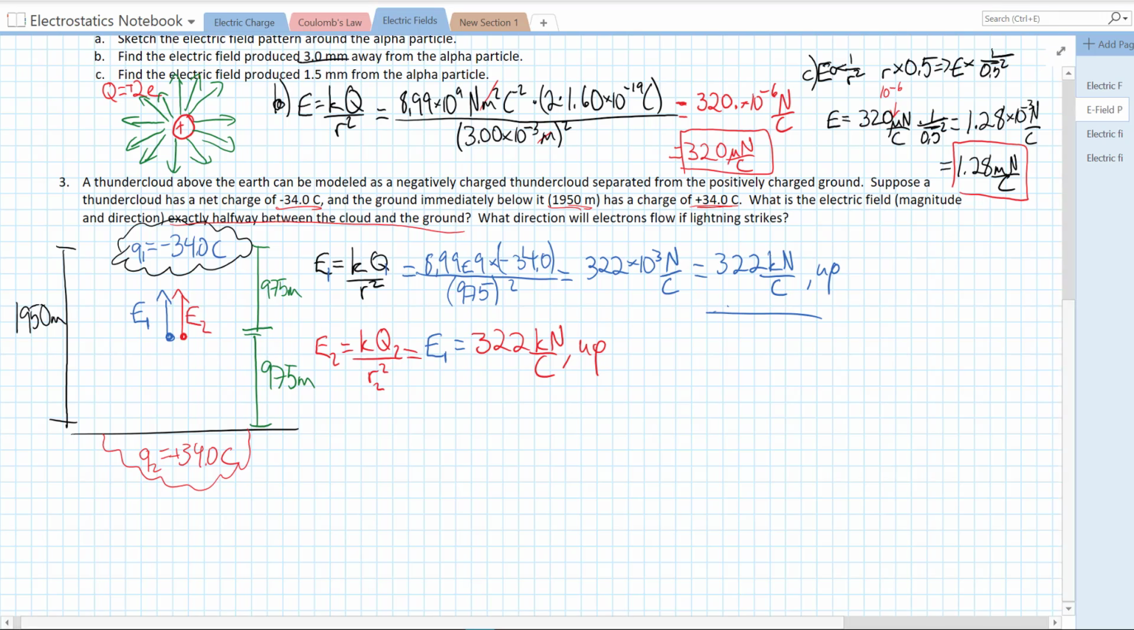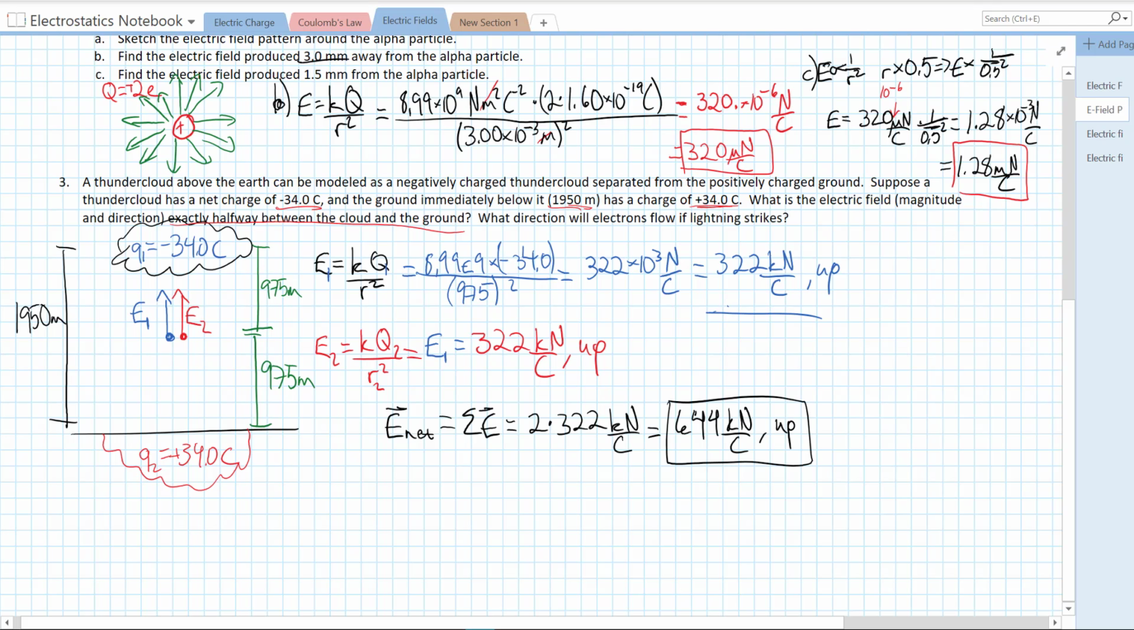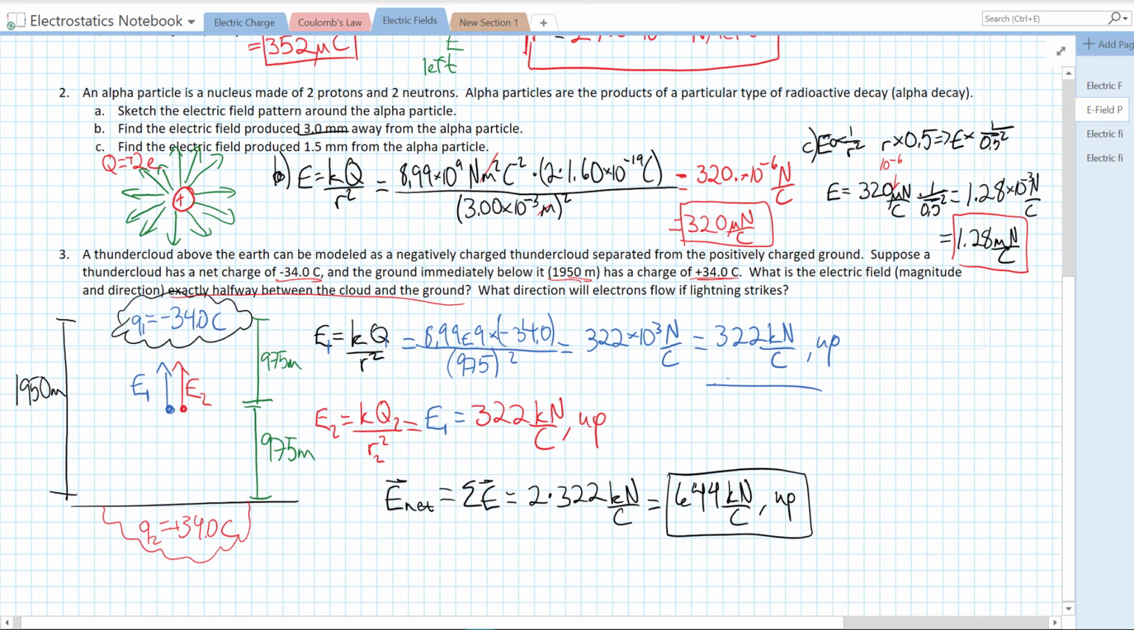So our net electric field is just the vector sum of our other electric fields. Since they both point up, we're just going to add them. So we have 322 up plus 322 up. That's 2 times 322 kilonewtons per coulomb, which gives us 644 kilonewtons per coulomb, and the direction is up. Just find the electric fields from each and add the vectors, but symmetry makes this problem a lot easier. That's all. Hope that's helpful. Bye.